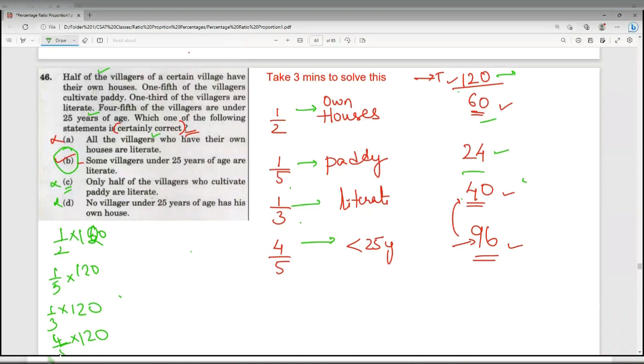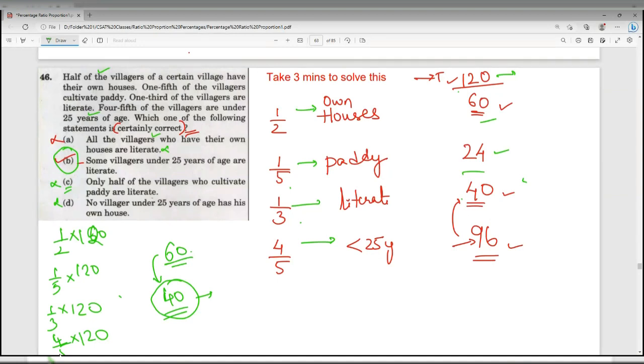All the villagers who have their own house, that is 60 people, they are saying that all the 60 are literate. This cannot be possible because the literate population is only 40. So when the literate population is only 40, all the 60 cannot be literate. So this is wrong. The first option is wrong.